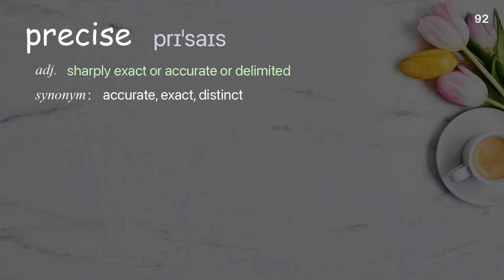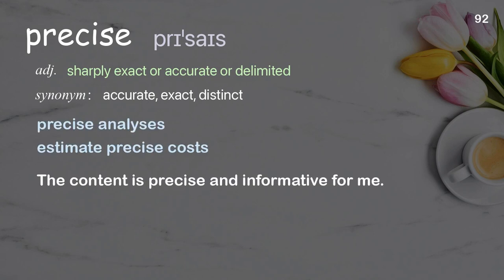Precise. Sharply exact or accurate or delimited. Examples. Precise analyses. Estimate precise costs. The content is precise and informative for me.